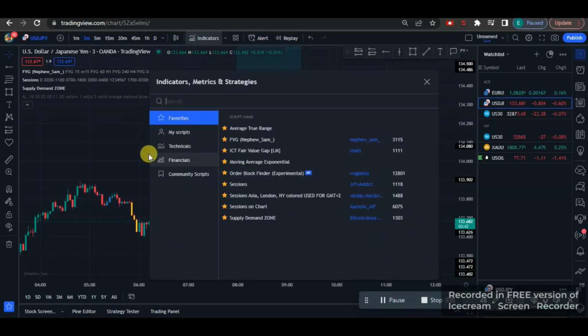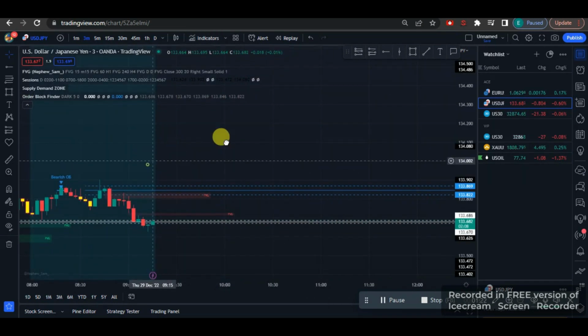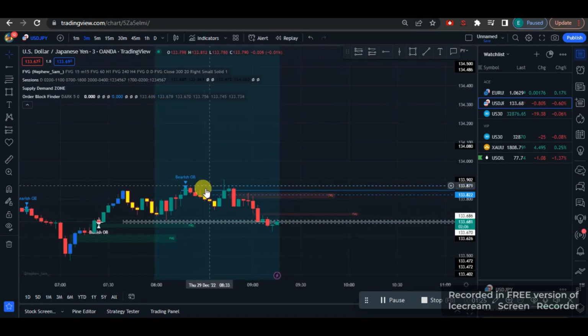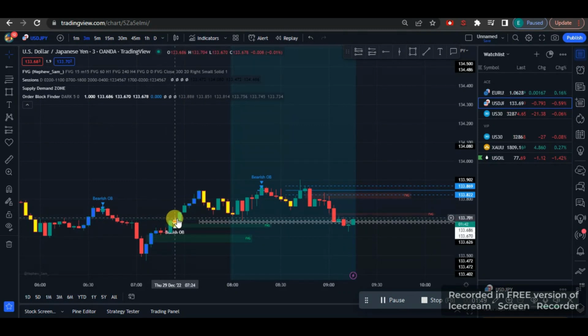All right, so once you add that to your chart, it has 12,801 favorites or downloads or whatever. Once it's added to your chart, it will look like this. This indicator is very helpful because it helps you find order blocks. You can see it's pointing out this one as a bearish order block. Why? Because there's a move to the downside, and the last bullish candlestick before that supply is called a bearish order block, and the last bearish candlestick before the move to the upside is called a bullish order block.